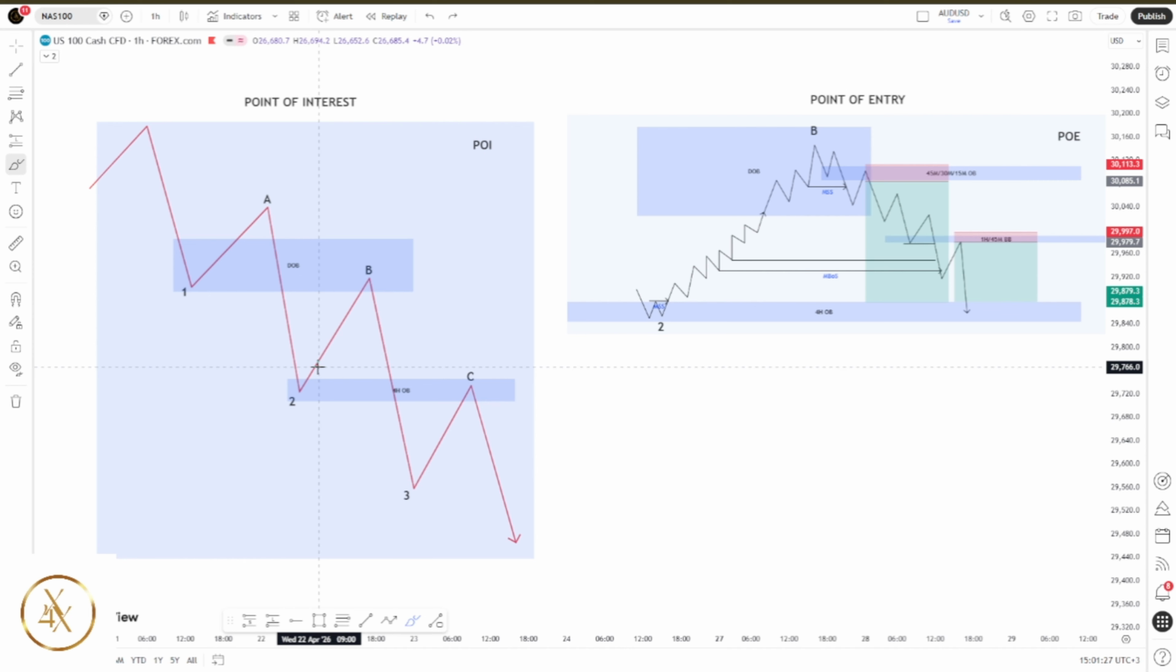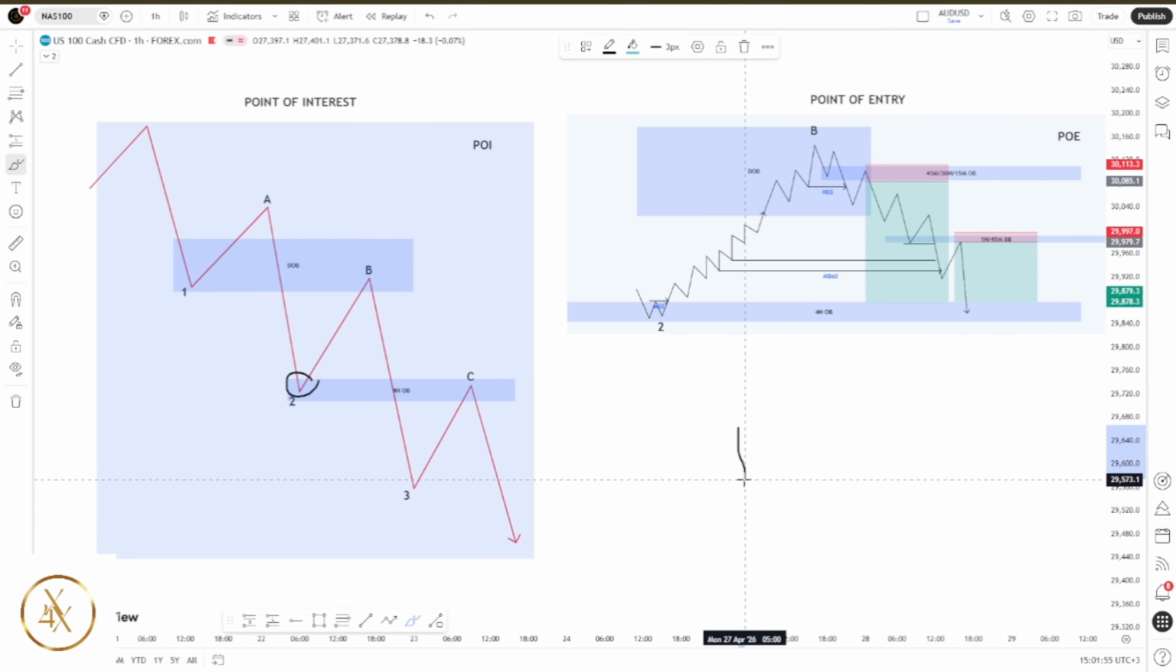That is where we go to our point of entry. Our point of entry is where the market is broken down into the smaller time frames, and that is where we find our entries to a trade, or we make our setups. So when price reached 2, which was a lower low on the point of interest, on the smaller time frames there is a shift in the market that happens, and price was creating lower highs, lower lows, lower highs and lower lows.